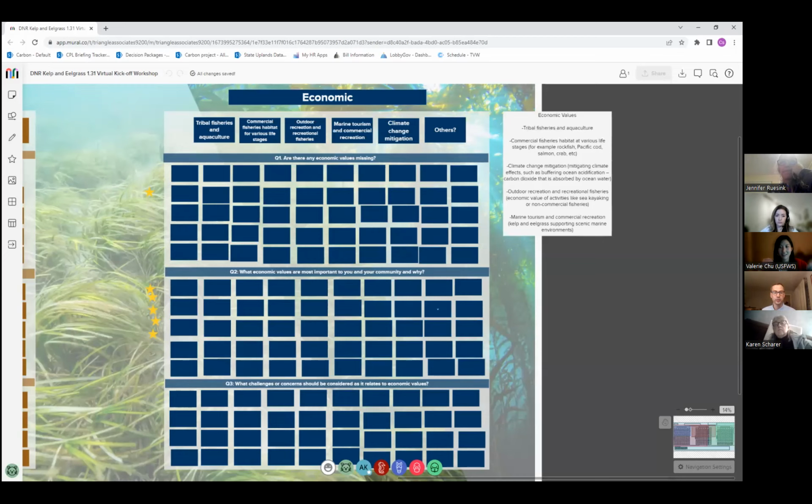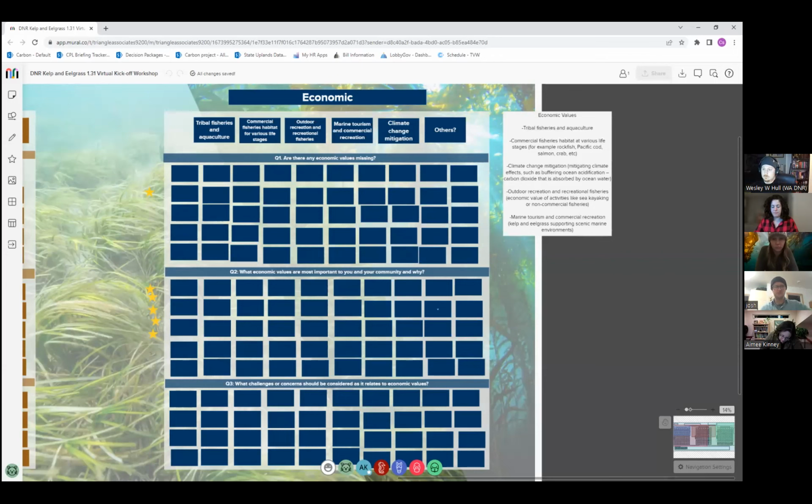Like we mentioned earlier, we are divided into these categories: social, cultural, economic, and ecological, but we recognize that there are strong connections and overlap among many of these different values. So our goal today is to worry less about which specific bucket these values should exist in, and instead spend time identifying what additional values or benefits should be added to the list.